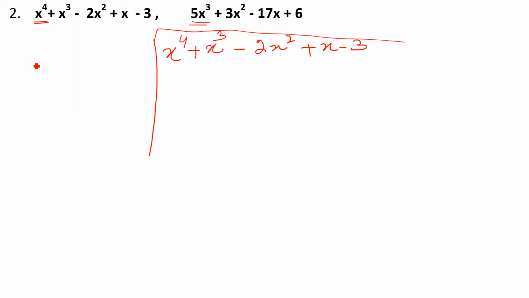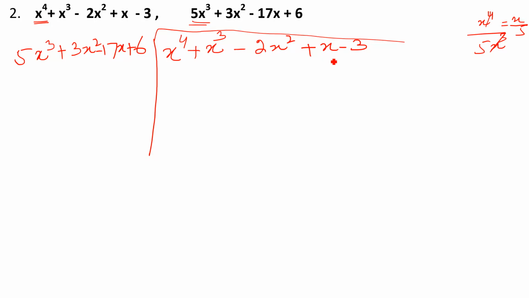Okay, this, and then x cube plus 3x square minus 17x plus 6. See, this is x^4 and this is x^3. What I told you, take the first term of x^4 here and divide it by the first term of this. So this will cancel out. It will be x over 5. Our quotient will be x over 5, right?